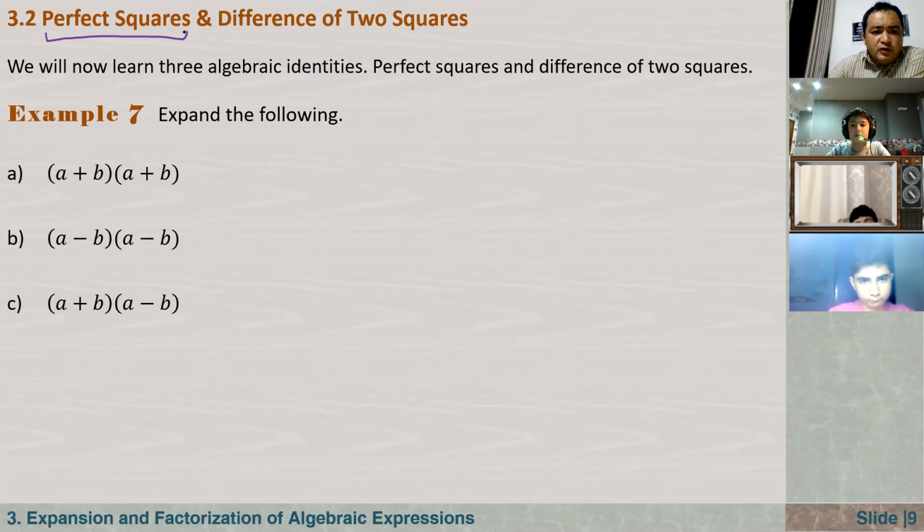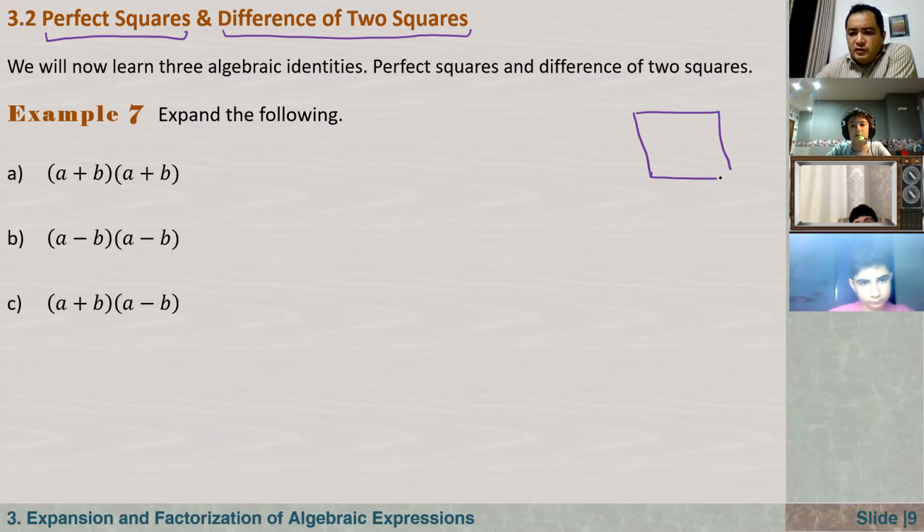The first one is perfect squares and the difference of two squares. Okay, what do you mean by this? We know that, for example, the geometric interpretation of a perfect square: this is our square. All sides are equal and all interior angles are 90 degrees, right? So let's say one side is A and this one is A. At that time, what will be the area of this square? The area of the square will be A squared. So this A squared represents the area of the square, right?